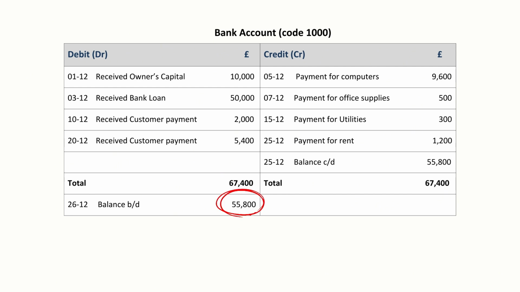Finally, we bring that balance forward to the next period. This is the balance brought down. It appears on the opposite side to where the balance carried down was entered. If the balance brought down appears on the debit side, it means the account has a debit balance. In this case, the business has money in the bank. If it appears on the credit side, it would mean the account is overdrawn. Balancing accounts manually helps us check the accuracy of our entries before moving on to the trial balance, which summarises all our accounts at period end.